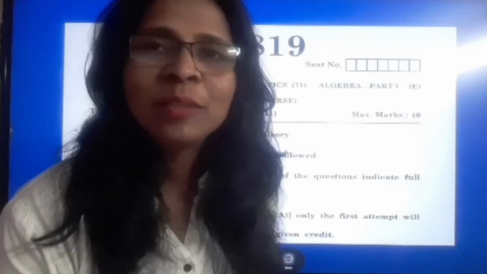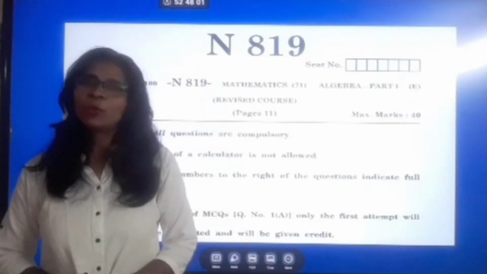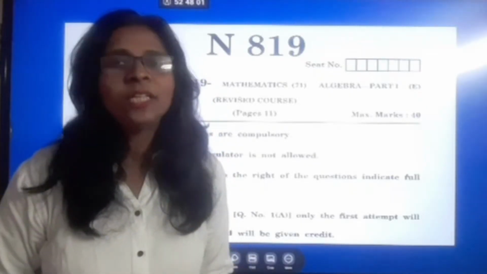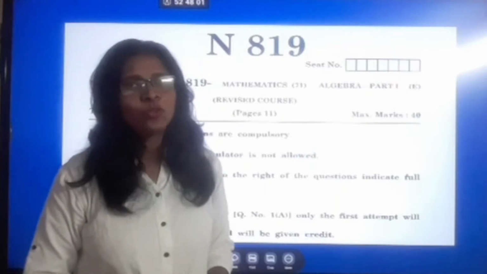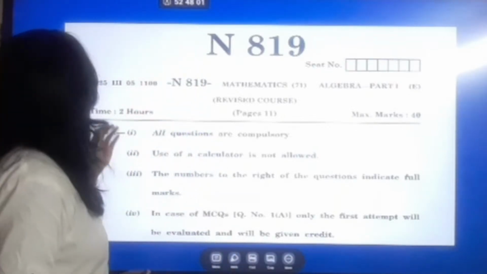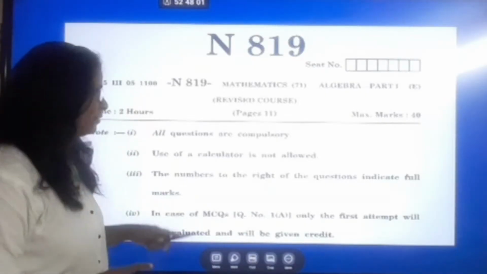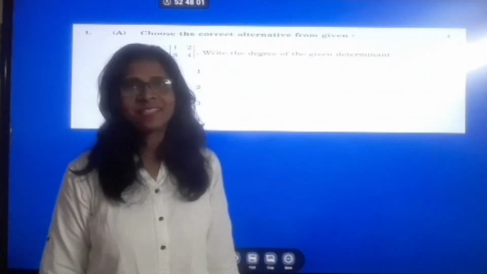Students, welcome to this session, where we are solving previous year board question papers. This time we have to solve the March 2025 board question paper. So let us start the question paper, 2025 March. It is useful for the March 2026 exam.